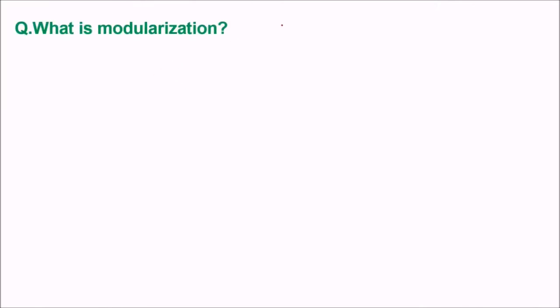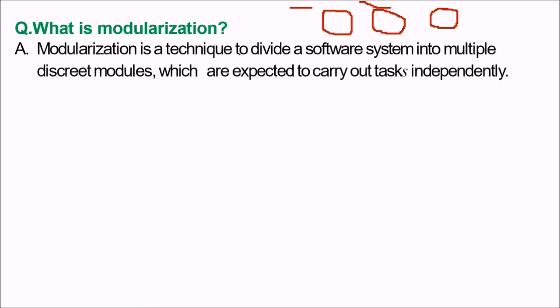Now, what is modularization? Modularization is trying to decompose or formulate your main work into different modules or parts. So modularization is a technique to divide the software system into multiple discrete modules which are expected to carry out tasks and work independently. That means each is independent of another. That is why, as we discussed just now, these modules should have strong cohesion and low coupling.